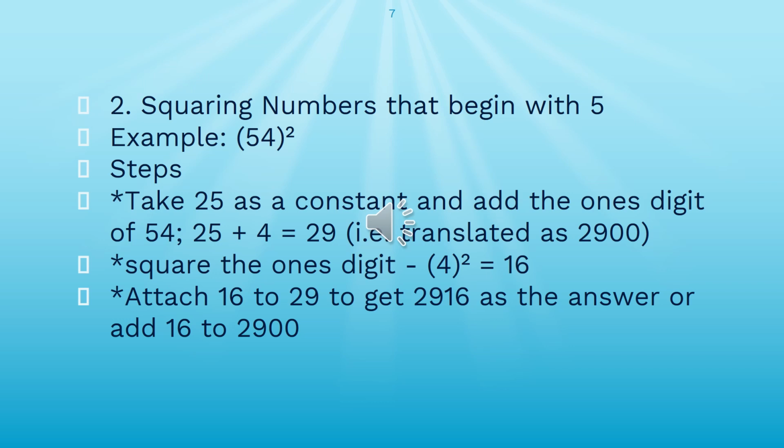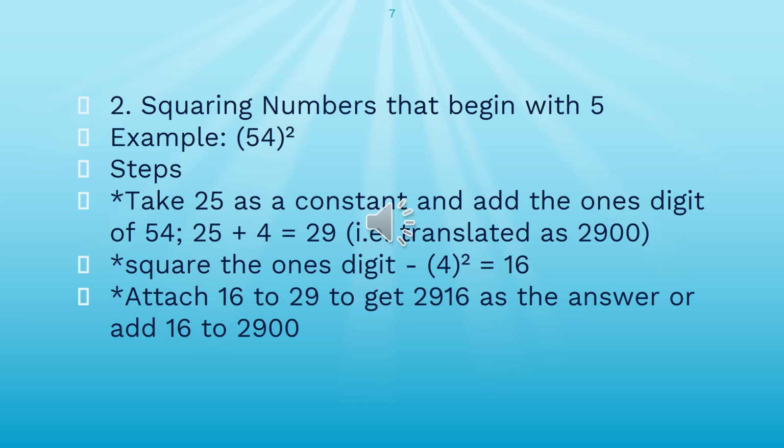Say we will square 54. So to find the square of 54, first we need to take a constant. That constant is 25, which is actually the square of 5. And we will add the ones digit of our given number. In this case, the ones digit of 54 is 4. And we will add 4 to 25. 25 plus 4 is equal to 29.